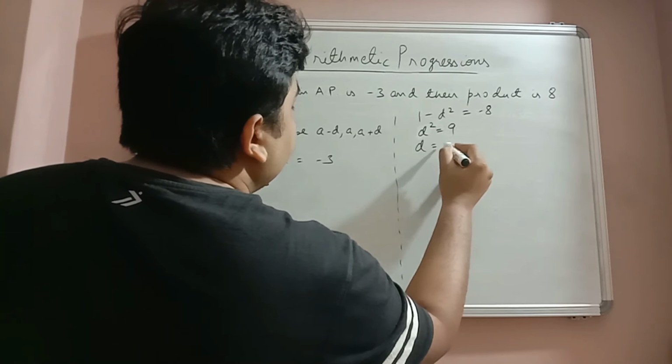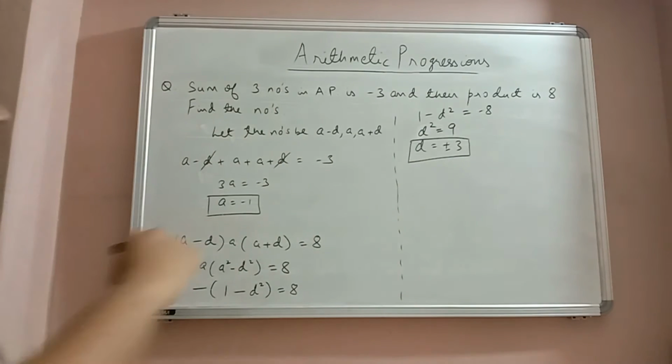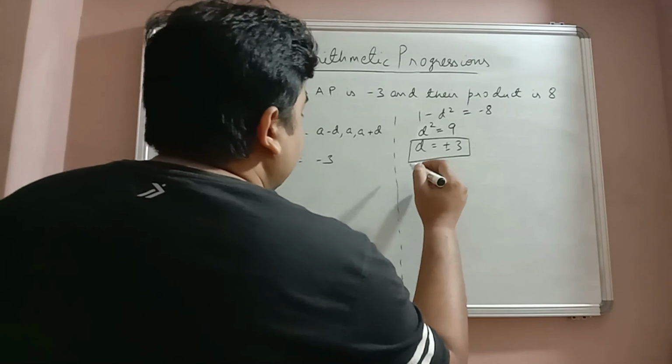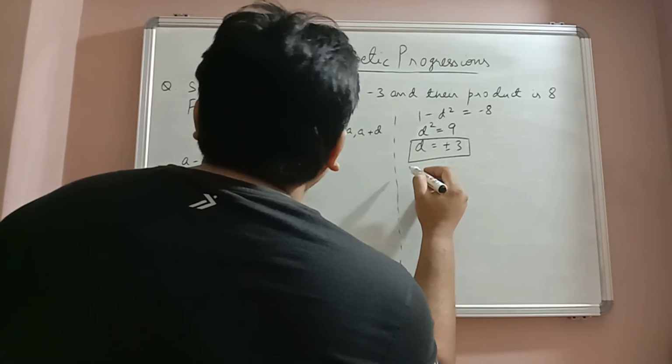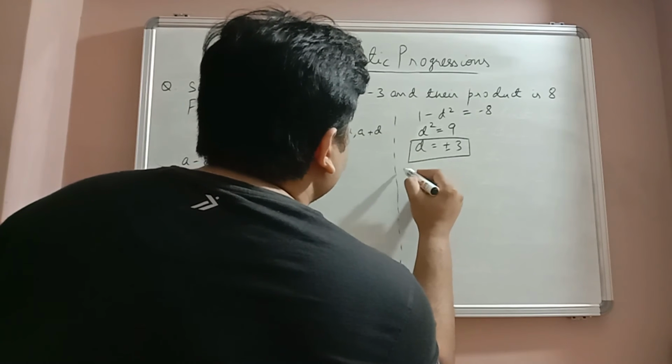So we got the value d equals plus minus 3. So we got two values of d, so we will have two sets of numbers. The first set of numbers will be given when we take d equal to 3. Let's take up d equal to 3. So we'll get minus 1.